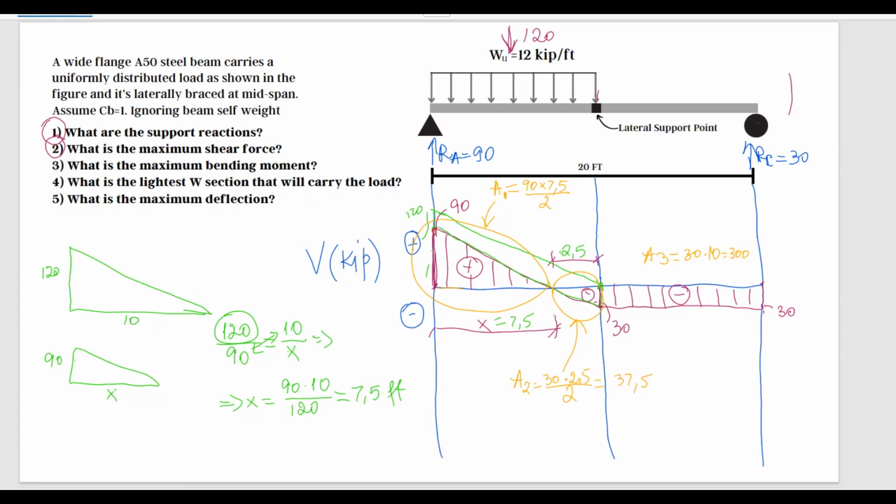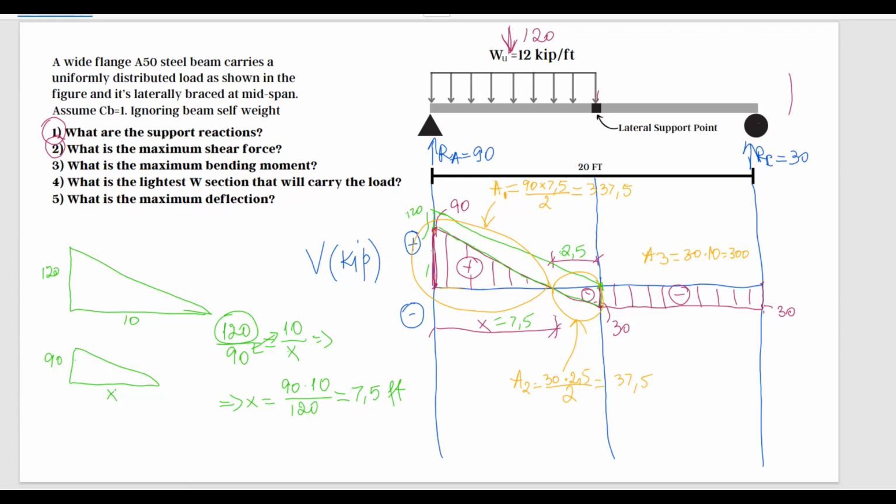7.5 multiplied, 2 divided. It's equal to 337.5. So A1 is 337.5. Wonderful. So now these values, we are going to use them for the moment diagram.